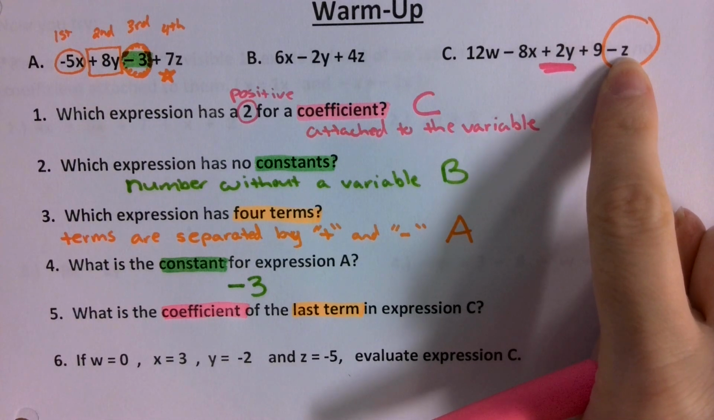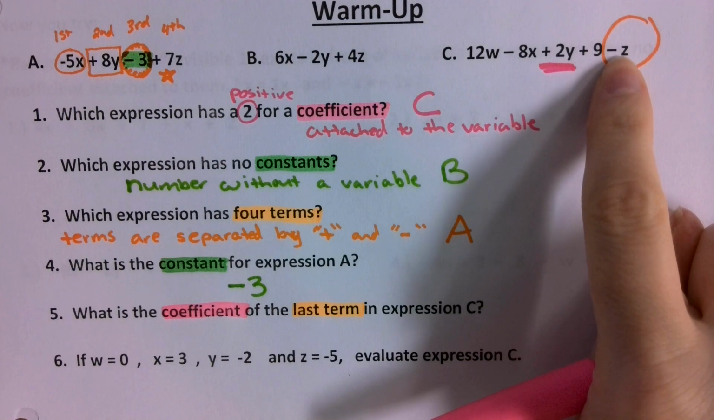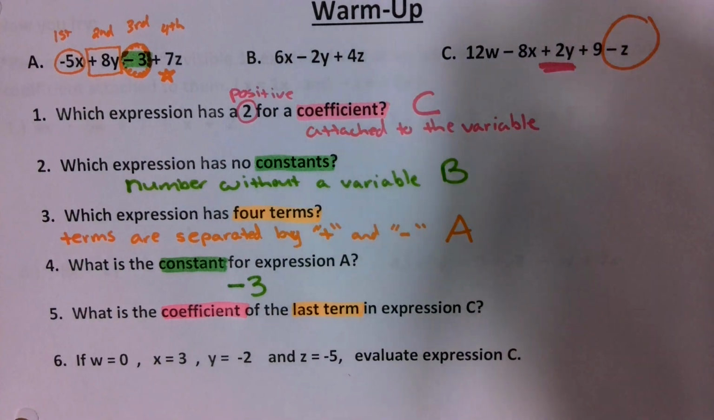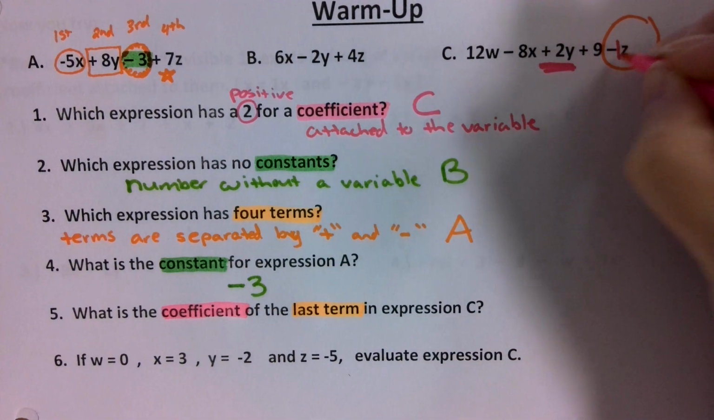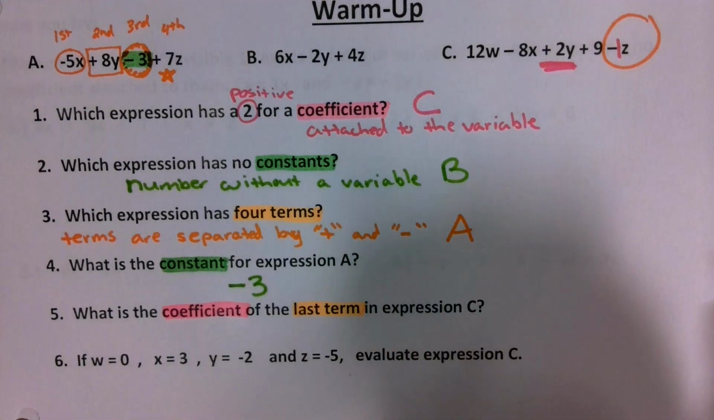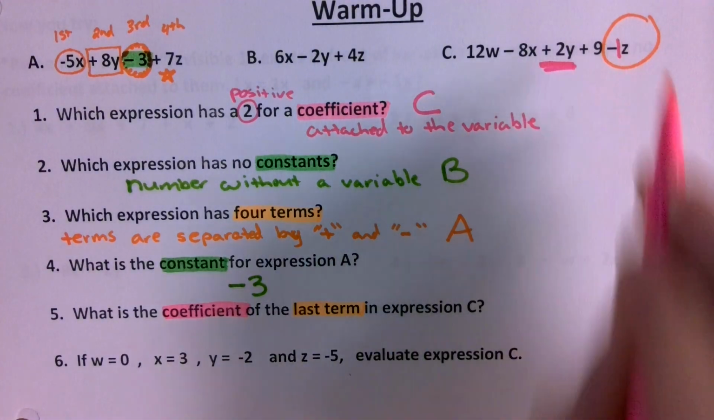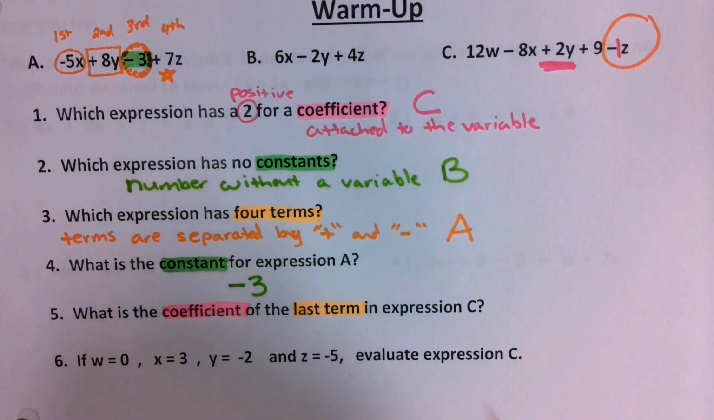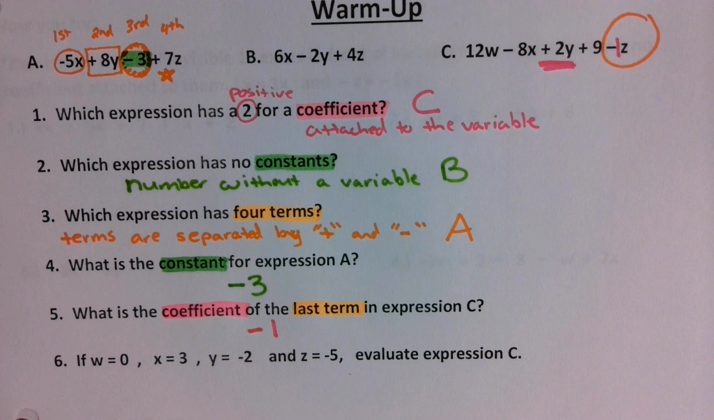An invisible 1, but not just an invisible 1, it's an invisible negative 1, right? I'm going to put that right here. So remember, you have invisible 1s in front of variables. If a coefficient isn't written, then we write an invisible 1. And since there's a minus sign in front of it, it's a negative 1. Negative 1 is the coefficient of our very last term.